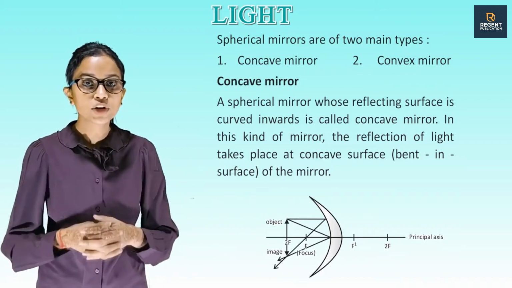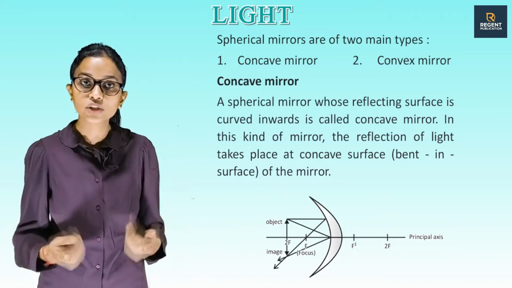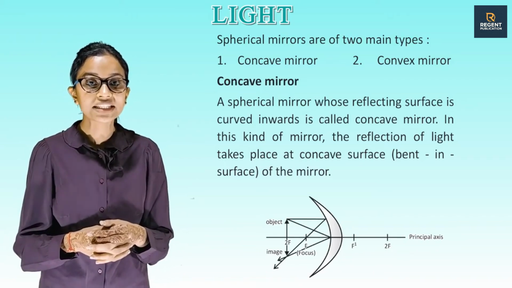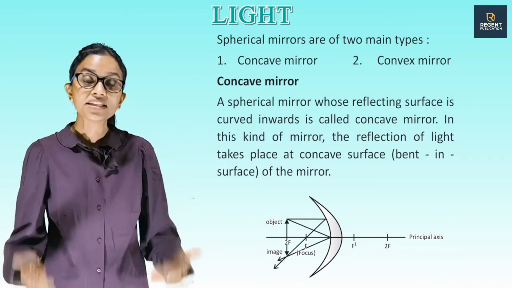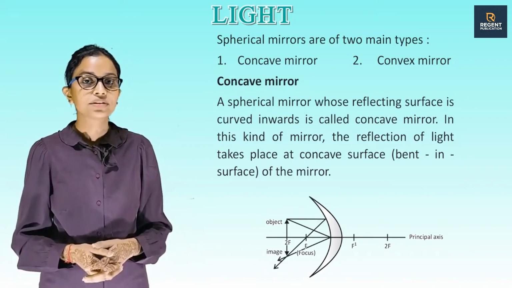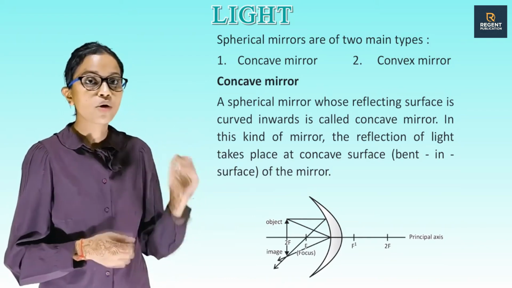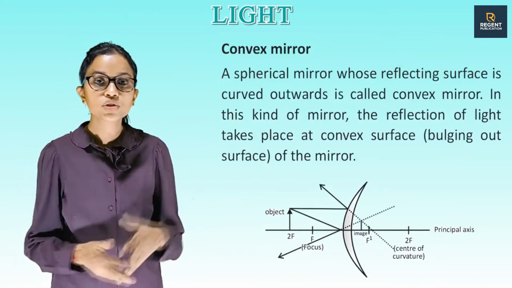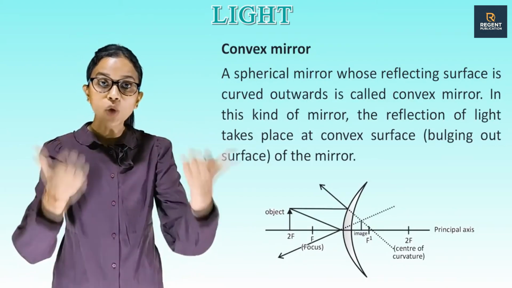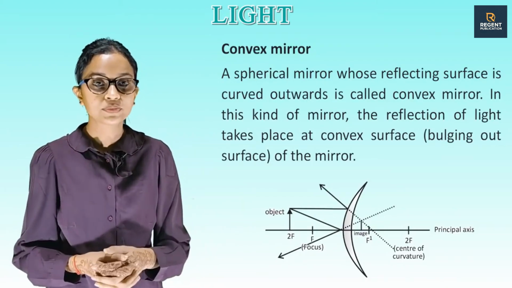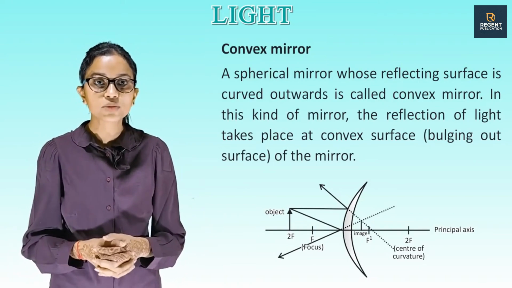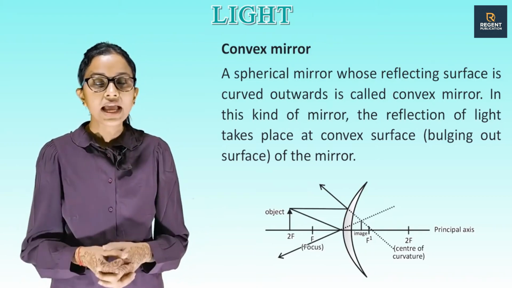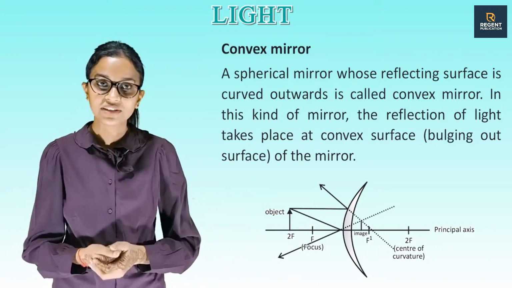Concave mirror. A spherical mirror whose reflecting surface is curved inward is called a concave mirror. In this kind of mirror, the reflection of light takes place at the concave surface, the bent-in surface of the mirror. And this is the diagram of a concave mirror. Convex mirror. A spherical mirror whose reflecting surface is curved outward is called a convex mirror. In this kind of mirror, the reflection of light takes place at the convex surface, the bulging-out surface of the mirror. And this is the diagram of a convex mirror.